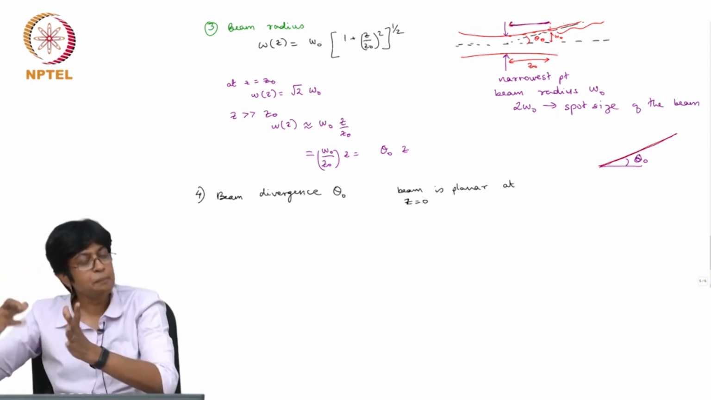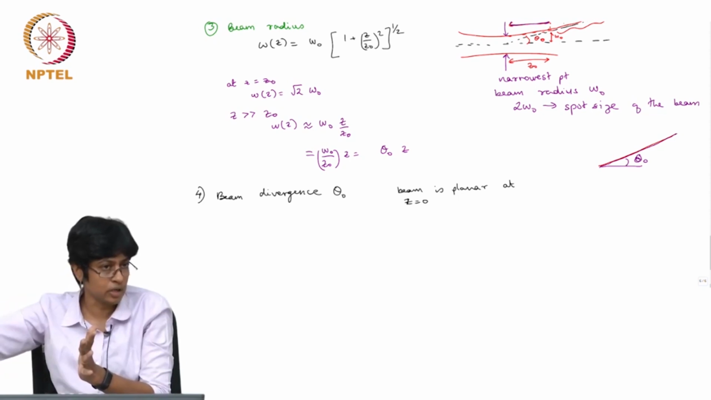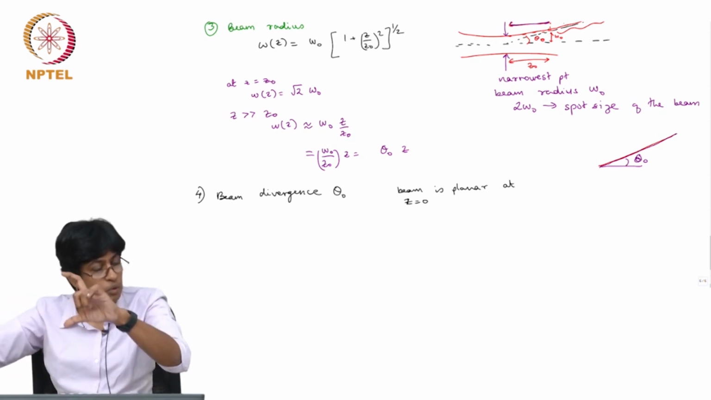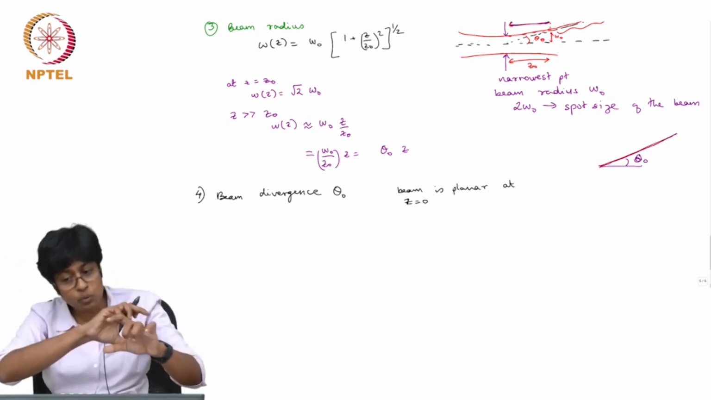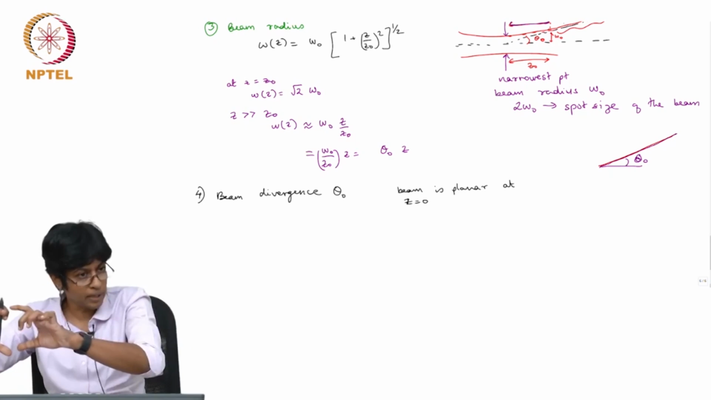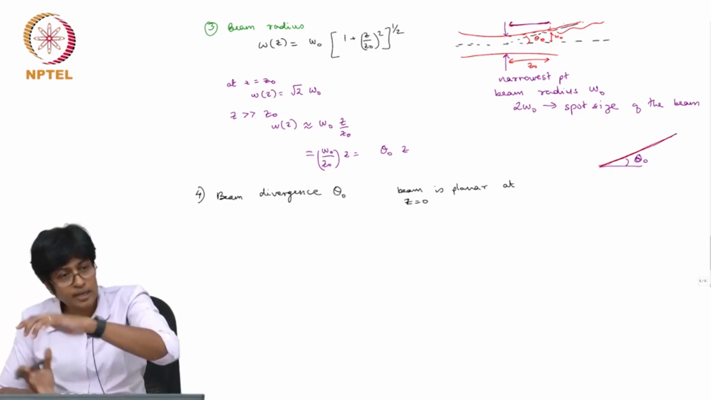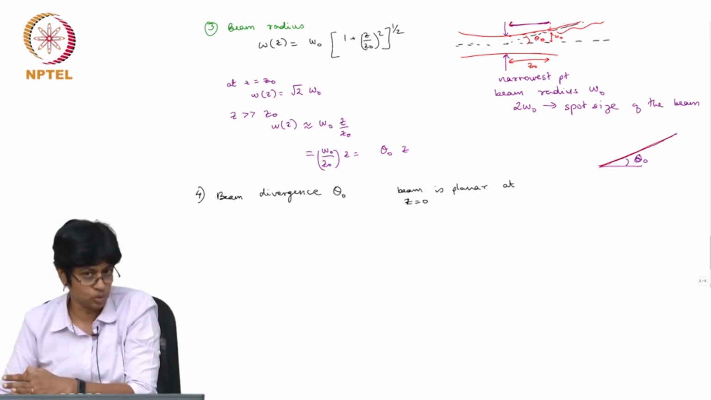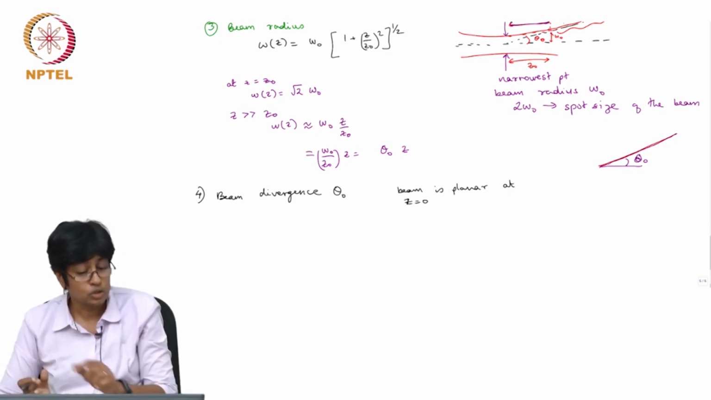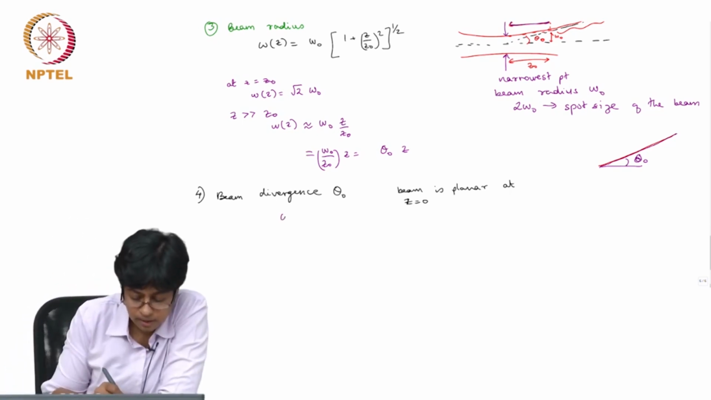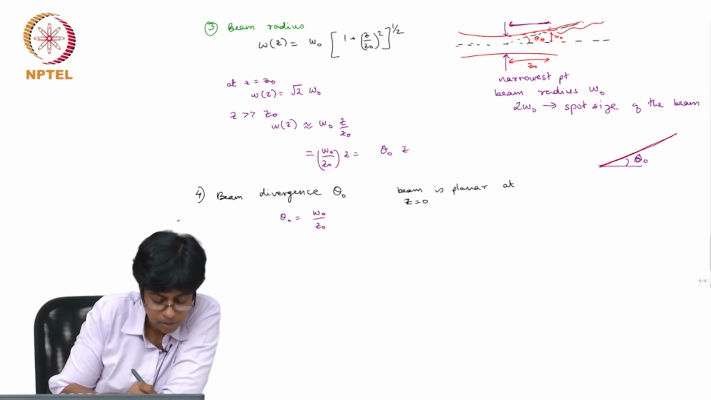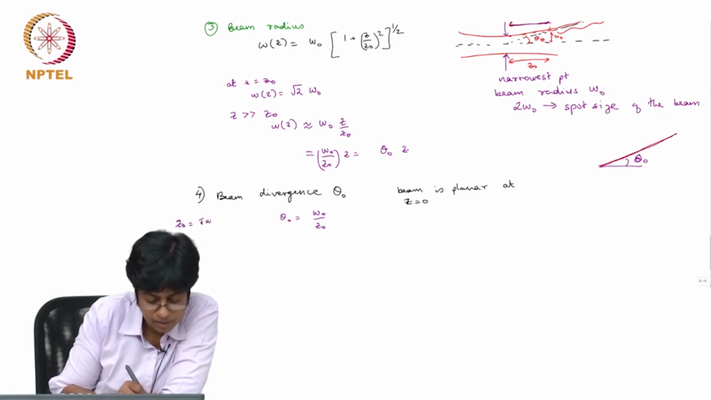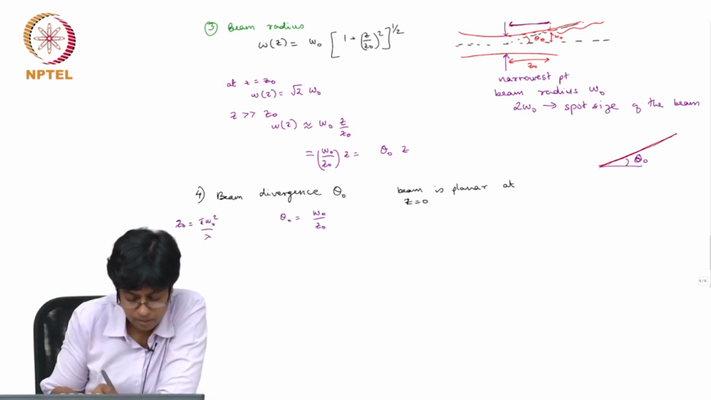What is that point? That point happens after the distance z naught. And what is the radius of the beam where that happens? Well, I'm taking it as omega naught, I'm taking z naught, and I'm defining the angle in terms of those two parameters. Okay, so the beam divergence theta naught is omega naught by z naught. But if you remember, we had said z naught is pi omega naught squared by lambda. So I can replace that here.